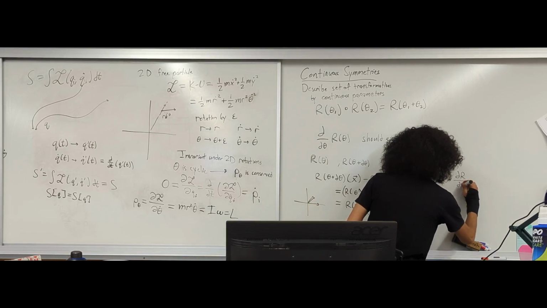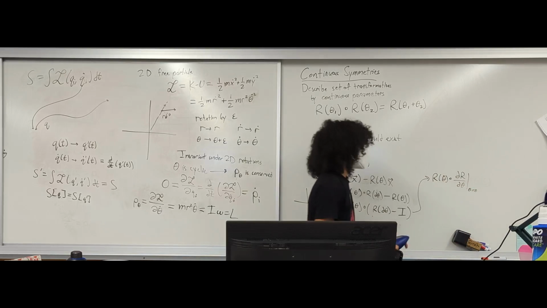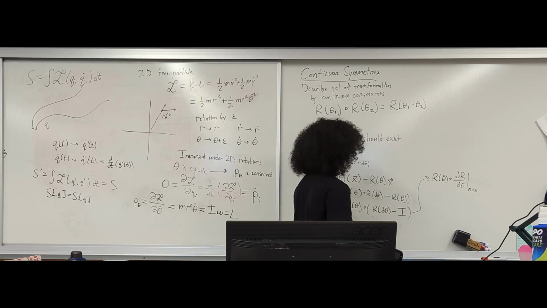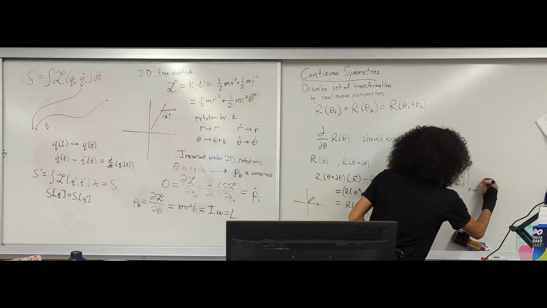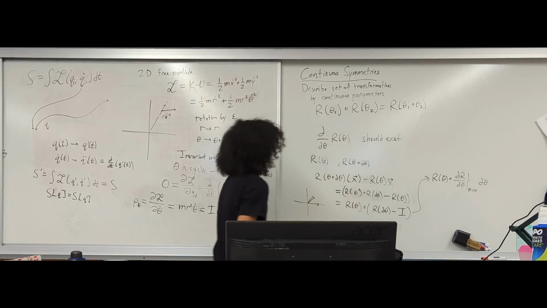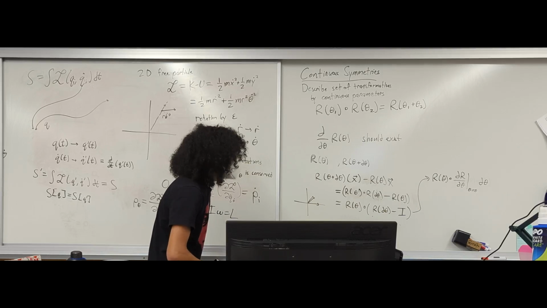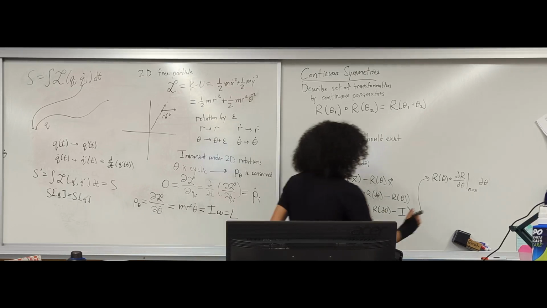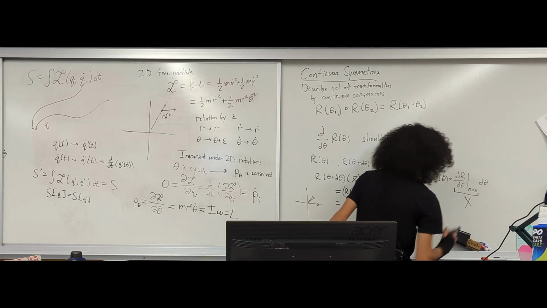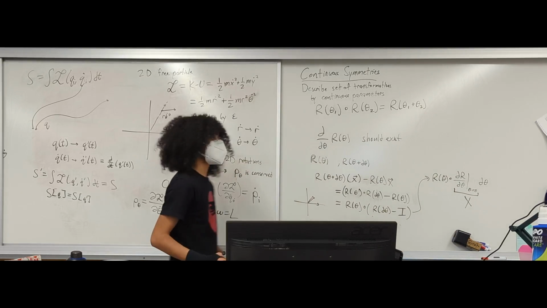So theta equals 0 is where the identity transformation is, because we're rotating by 0 degrees, or 0 radians there. And then this is scaled by d theta. And this thing is what x would be. That transformation I was talking about.